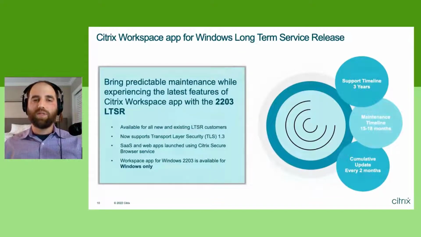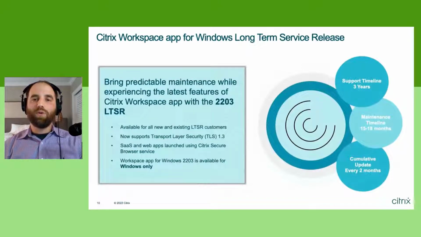Absolutely, 100%. Following up on your announcement, Monica, around the LTSR version, keep in mind that LTSR is also relevant to Workspace App on the client side. And this provides that predictable maintenance, allowing our customers to focus on a specific version family. The support timeline here is 3 years, unlike the 5 years that we have on the backend infrastructure. Maintenance timeline of 15 to 18 months, and cumulative updates that occur every 2 months.